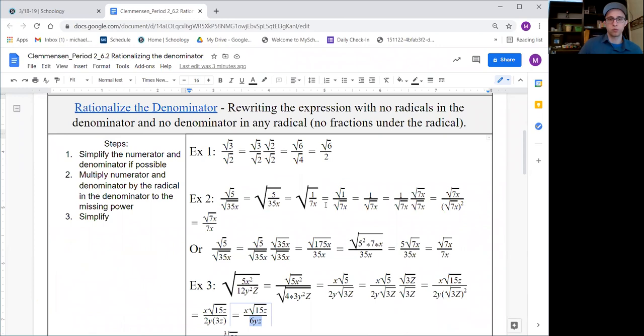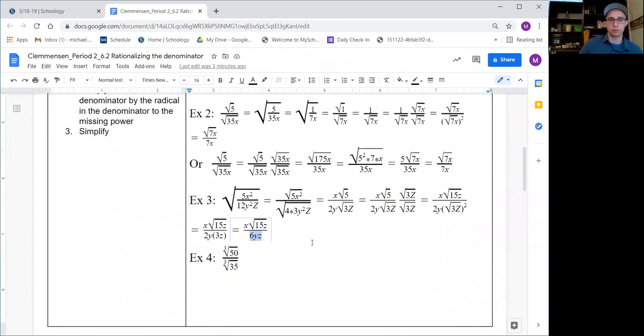Let's move on to example 4 now. Example 4 is a little different. Who can tell me why example 4 is different than any of the examples we've done so far? You can put it in the chat or unmute themselves and tell me. What's different? See if I can get anybody else to tell me the correct answer.